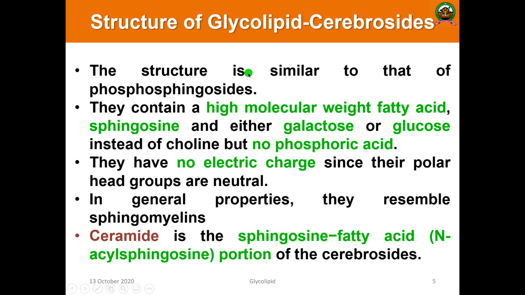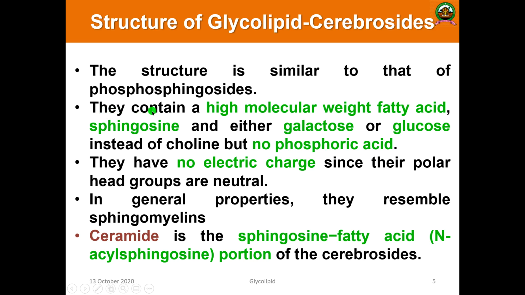Then the structure of glycolipids, first one, cerebrosides. Cerebrosides are an important component. Their deficiency or over-accumulation leads to Gaucher disease, and the structure is almost similar to that of phosphosphingosides or sphingomyelins, which are a very important component in the biomembranes as well as in the biochemistry aspects.